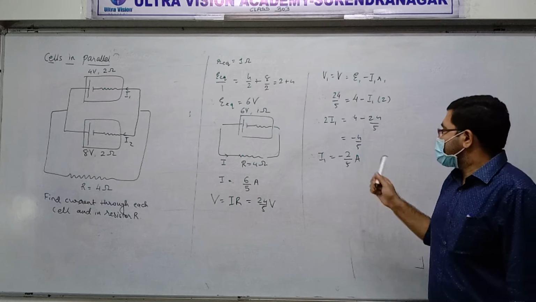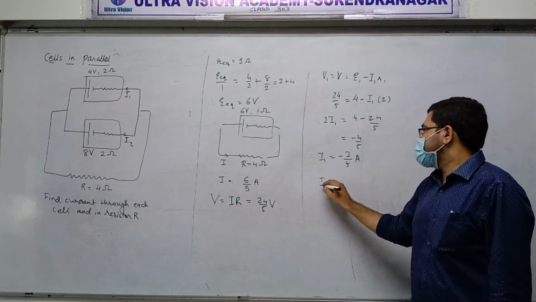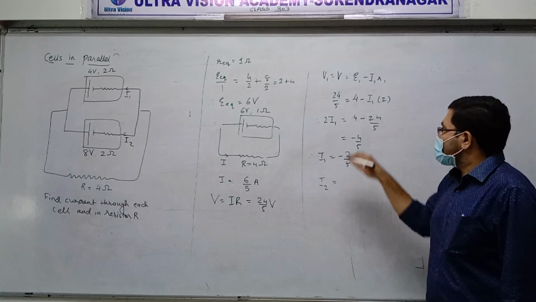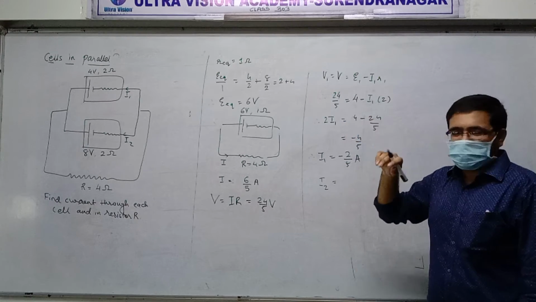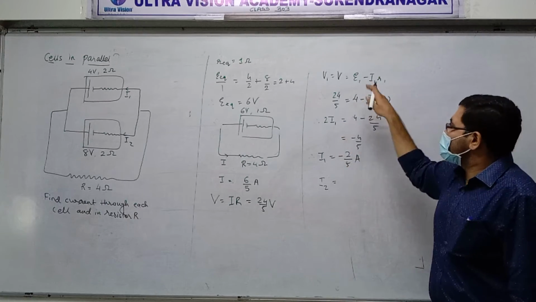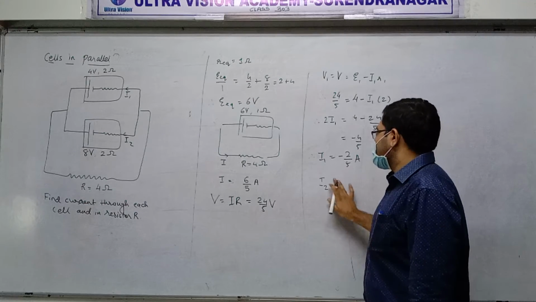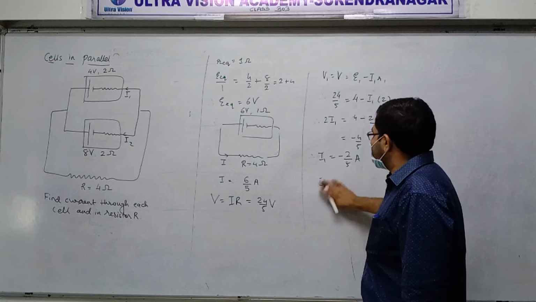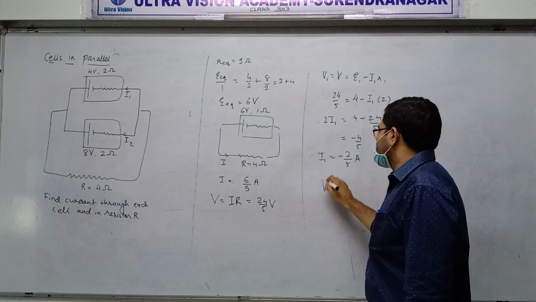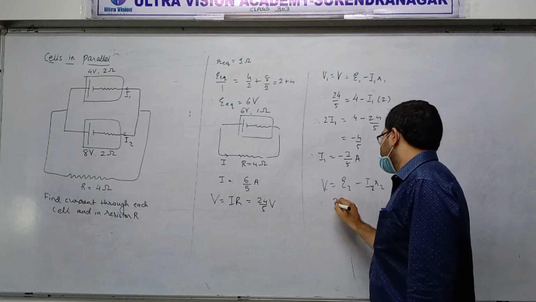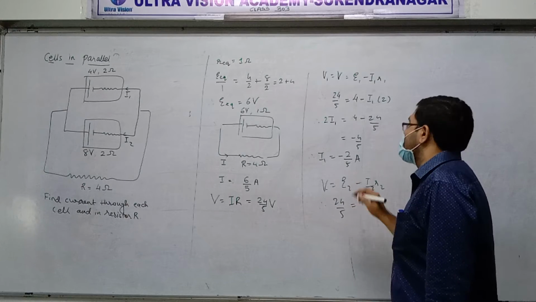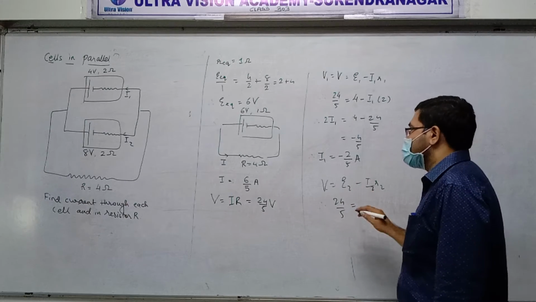Okay. Then what about I2? 8 by 5. Have you found it similarly? Take the answer, 8 by 5. Let's do it by terminal voltage, just for confirming that everything is okay. Second one: V equal to epsilon 2 minus I2 R2. Therefore 24 by 5 is equal to epsilon 2. How much is epsilon 2?